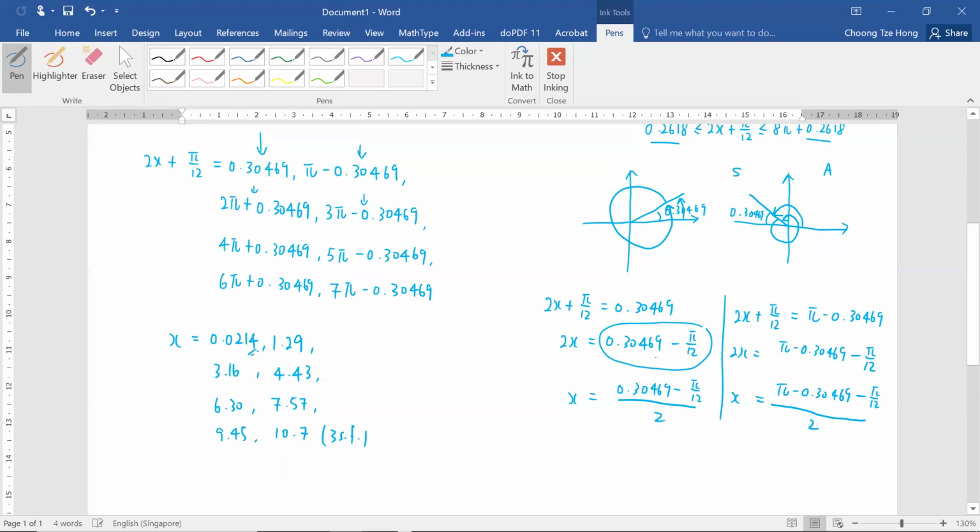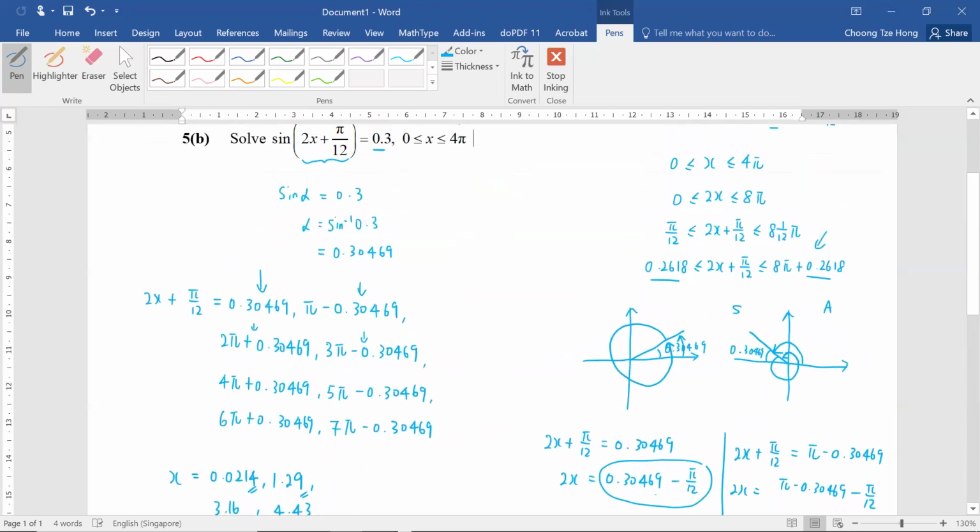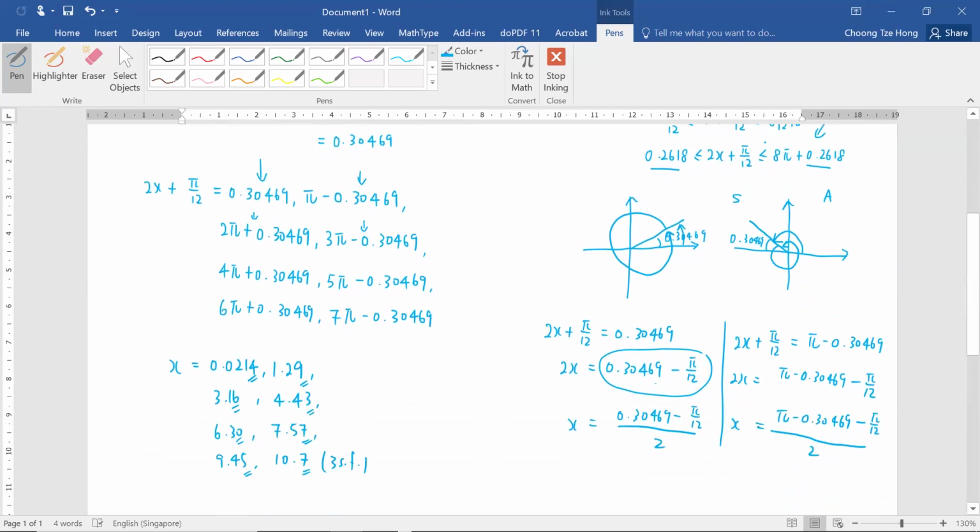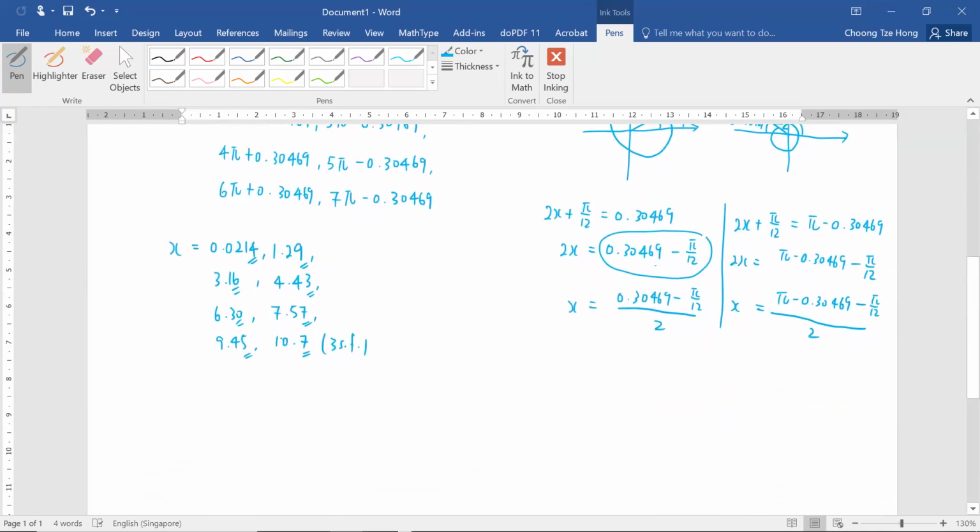So one answer here, 2, 3, 4, 5, 6, 7, 8. Then you can check whether they are inside the original range. The original range is 0 to 4 pi. Pi is 3.142159, so times 4, it will be 12 point something already. So it's still within range. Our biggest one is 10.7.